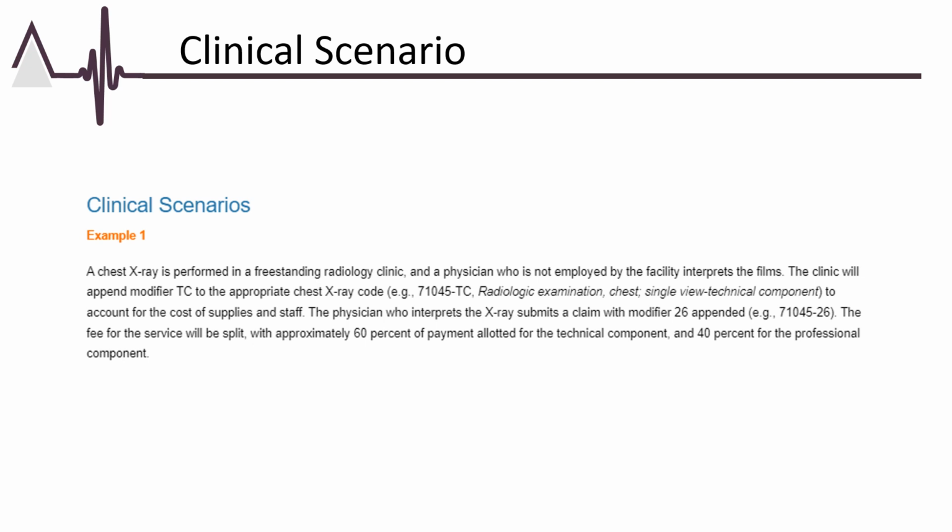Let's look at a clinical scenario provided on the AAPC Knowledge Center. A chest X-ray is performed in a freestanding radiology clinic, and a physician who is not employed by the facility interprets the films. The clinic will append modifier TC to the appropriate chest X-ray code to account for the cost of supplies and staff. The physician who interprets the X-ray submits a claim with modifier 26 appended. The fee for the service will be split, with approximately 60% of the payment allotted for the technical component and 40% for the professional component.